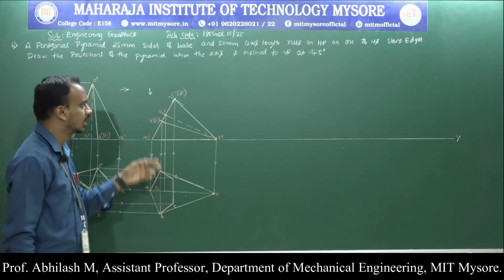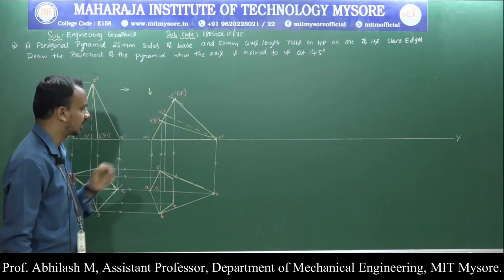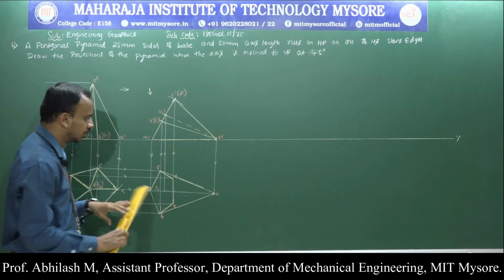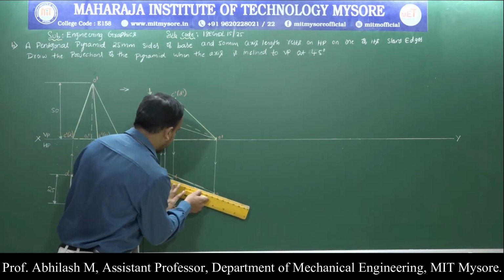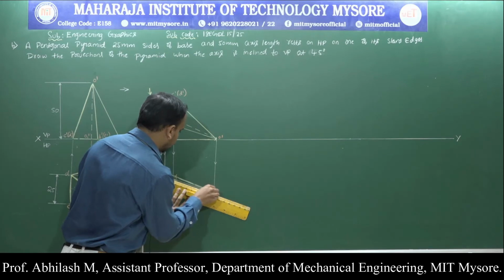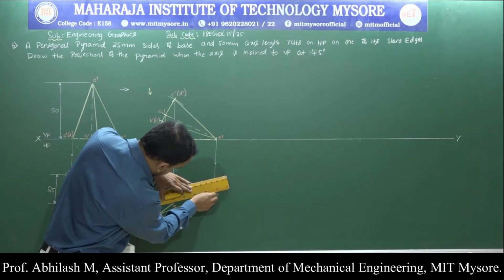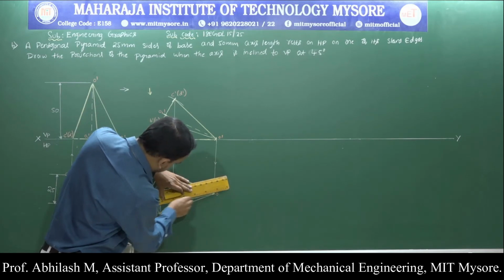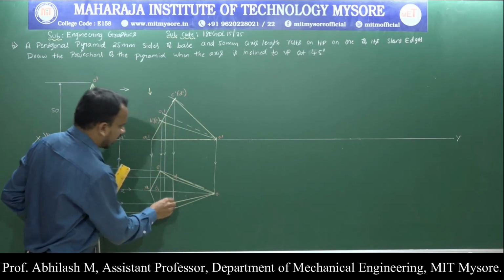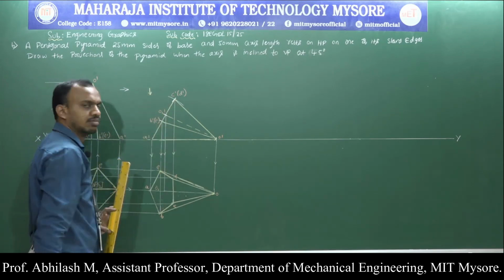Coming to the edges, from O to D dash and O dash to C dash is completely visible. So from O to D and from O to C, it is completely visible. O to C and O to D is completely visible. Next, which is the side which is far from the observer?